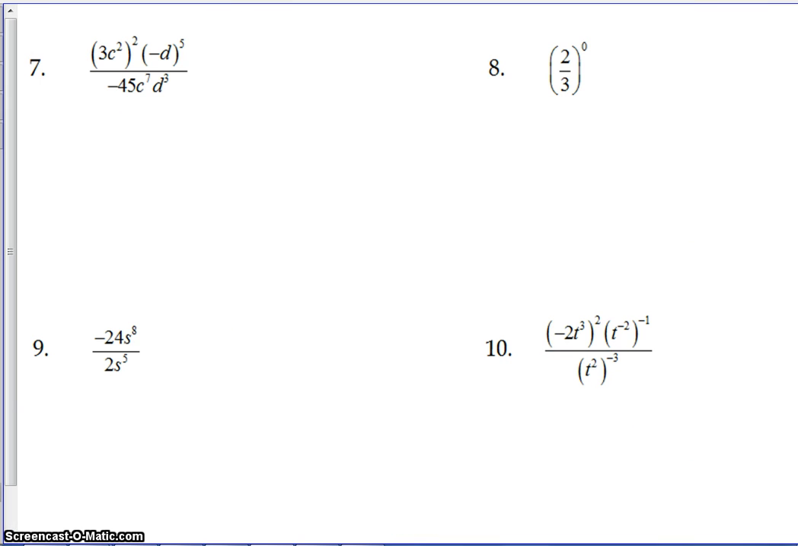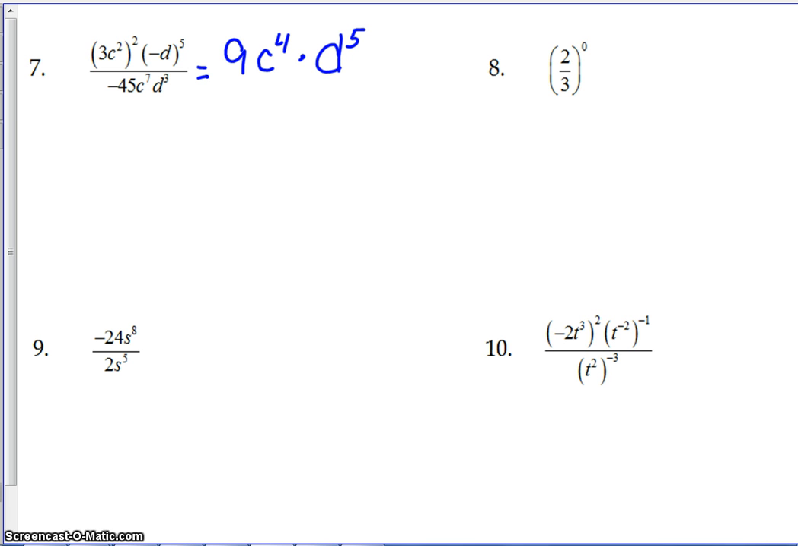Let's keep going. Now we're going to look here at number 7. This is a good one because it's the difference between a negative coefficient and a negative exponent. Two very different things. So the first thing I'd start here is I take 3 squared and I got 9. I took c squared and squared it. I got c to the 4th.